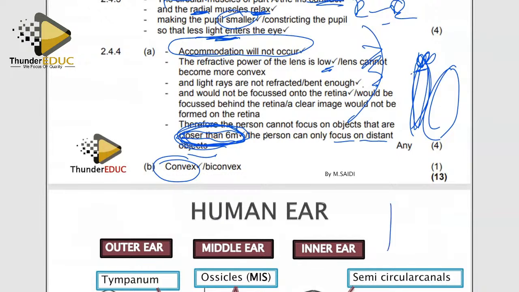Convex, just convex, it can be like this. Biconvex means that it is double-sided. You have this side and you also have this side. So that's the difference between convex and biconvex. It means that it's curved 2 times.